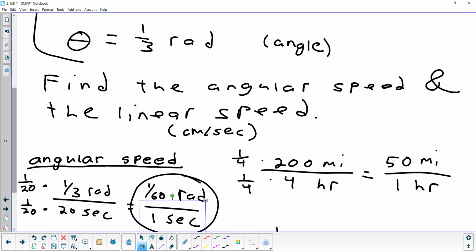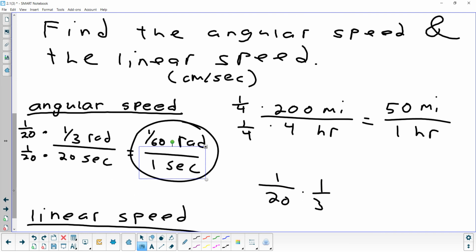I just wanted to go back to that for a sec. I think what they're saying is, wouldn't it be easier to swap where the 1 is, so you have 60 seconds, 1 radian? You mean multiply top and bottom by 60? Yeah. So 1 radian in 60 seconds? You could write it that way. Wouldn't it be easier than having a fraction at the top? It depends on what they're looking for. You could do it that way. There's nothing wrong with that.